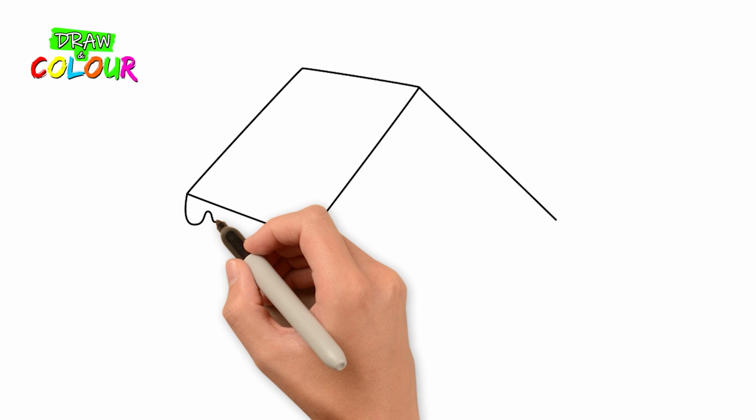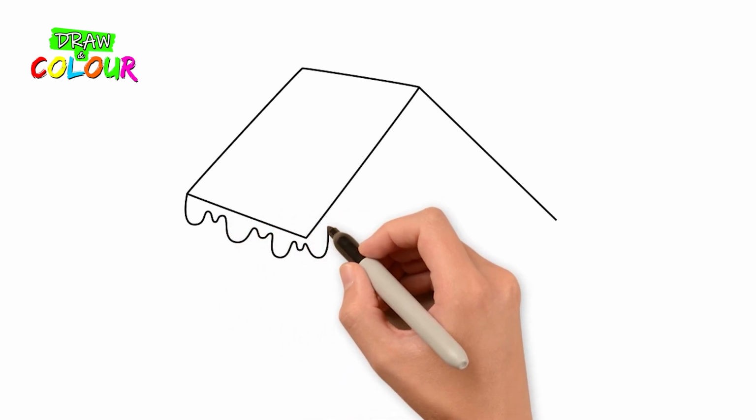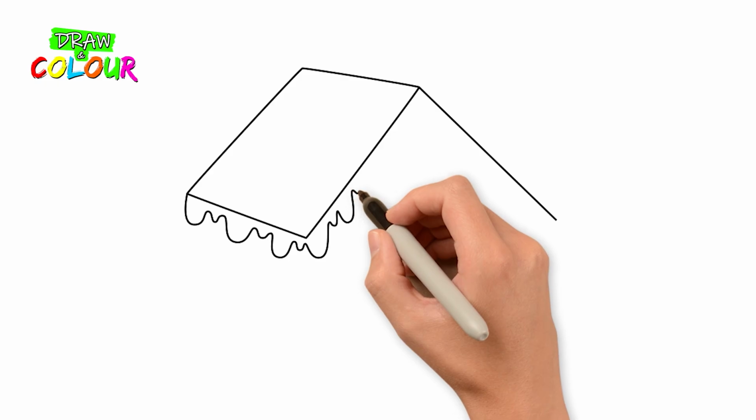Draw the snow falling from the roof with lots of U-shaped lines alternating with upside-down U-shaped lines. Follow me as I'm drawing them.